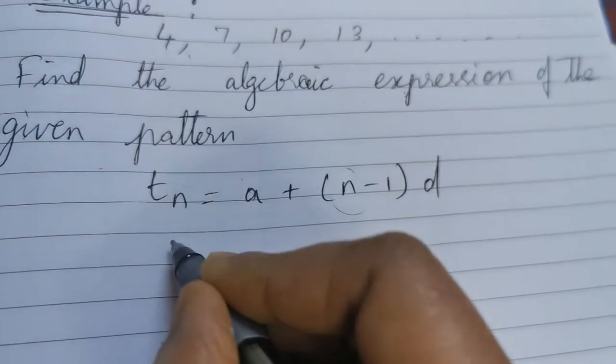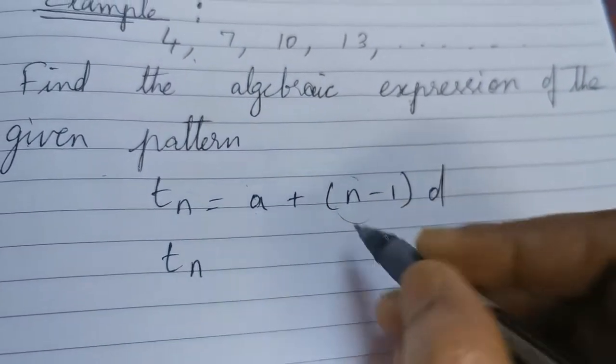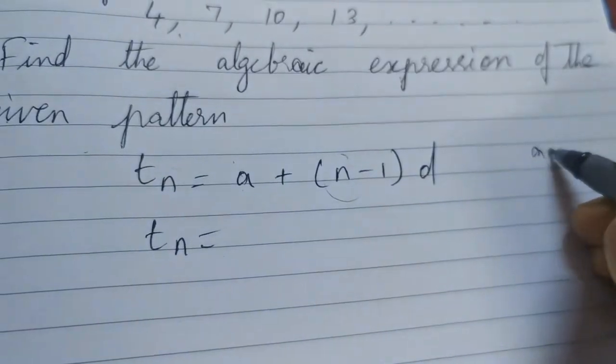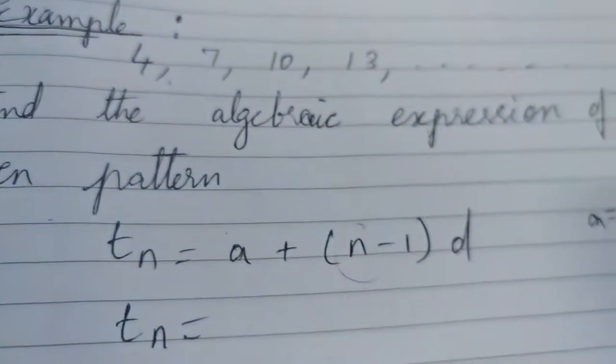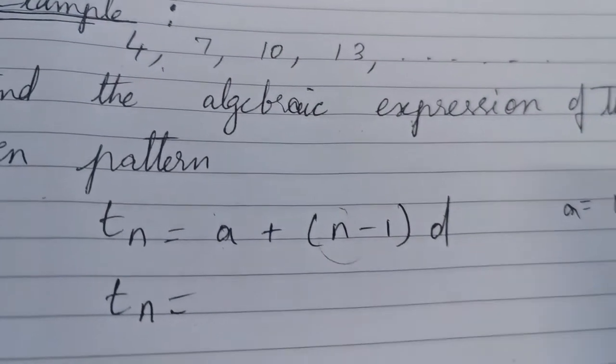So Tn is equal to a. What is a from the given question? A is the first term. We learnt from the formula's description that a is the first term of the pattern. So what is the first term of the pattern? A is equal to 4.